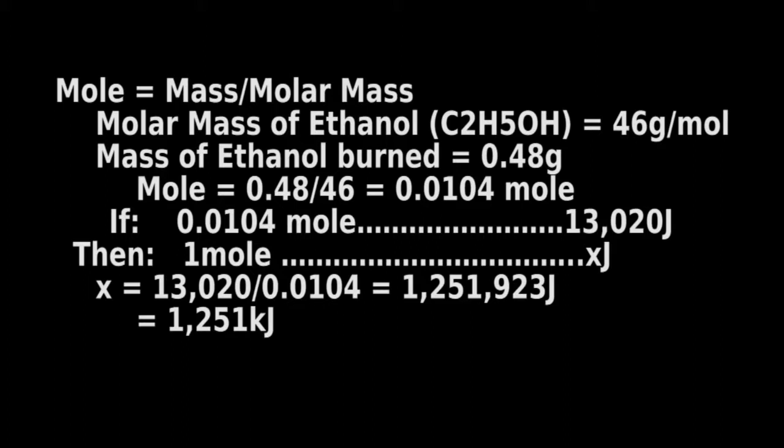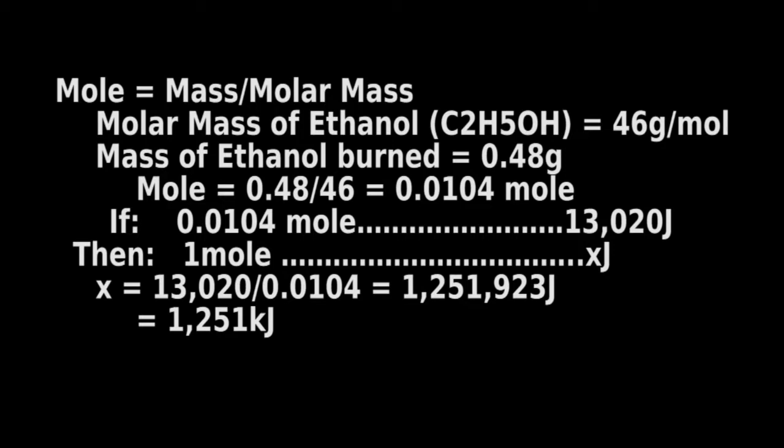To calculate the heat of combustion of ethanol, first find the mole of the ethanol burnt. That is, mole equals mass over molar mass. The molar mass of ethanol is 46 grams per mole. The mass of ethanol burnt is 0.48 grams. Mole is equal to 0.48 over 46, and we have 0.0104 mole.